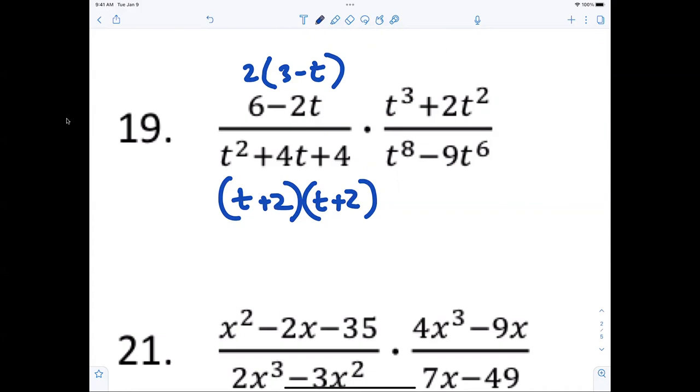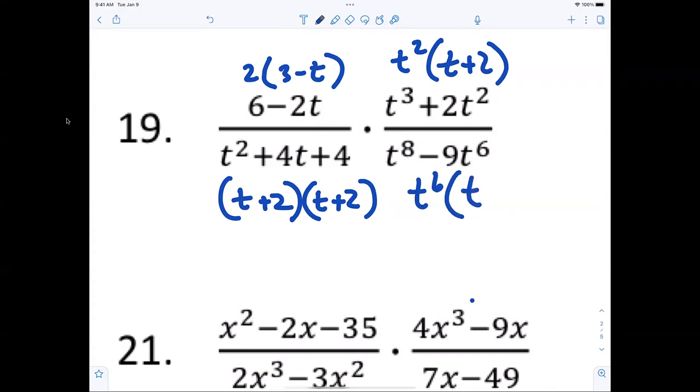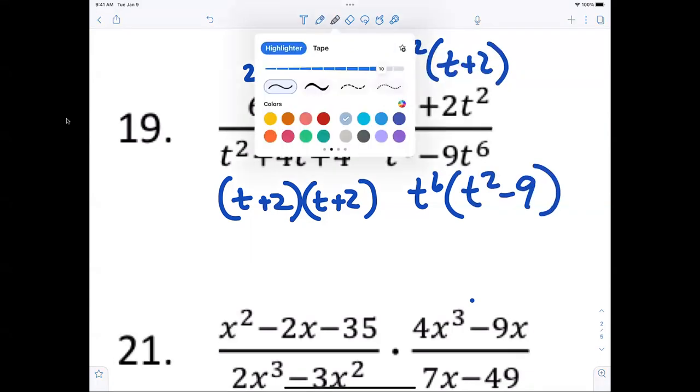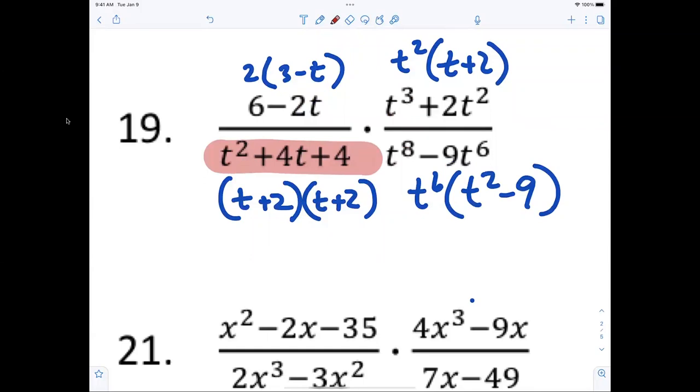Top right. You can factor out a t. T what? 2 t's. We call that a t squared. And then what? It's a t plus 2. What about on the bottom? Bottom you can factor out 6t. T to the sixth. What are you left with? T squared minus. Yep.